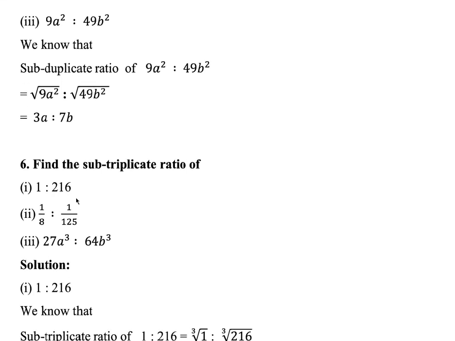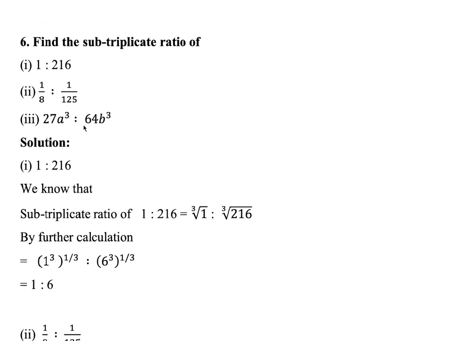Come to the next problem. 9a square is to 49b square. So if you want to make the sub-duplicate ratio, we have to take the root of both sides. So root over 9a square is to root over 49b square. That comes to 3a is to 7b.